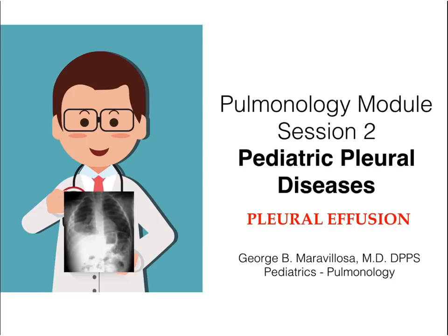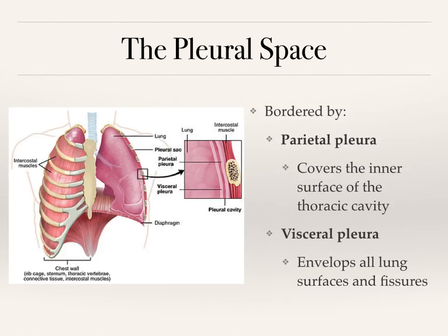Let us begin discussing pleural effusion. Just a quick review about the pleural space, because by now you should have already grasped a good recall of your pulmonary anatomy and physiology. Anatomically, the pleural space is bordered by the parietal and the visceral pleura, which cover the inner surface of the thoracic cavity and envelop all lung surfaces and fissures respectively.